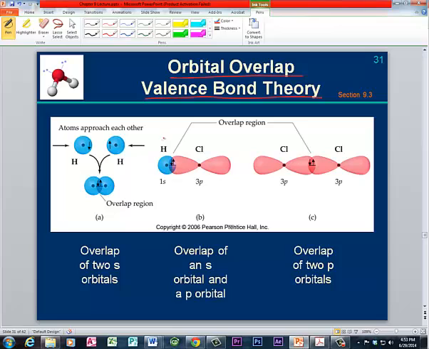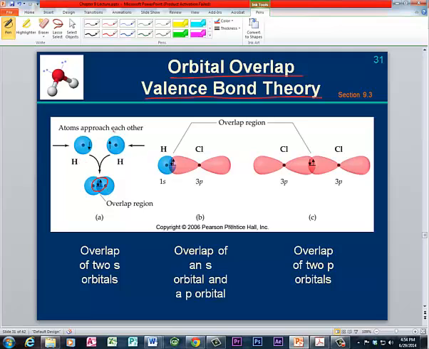So what valence bond theory says is that bonds between atoms are constructed by overlapping the orbitals of those atoms that have unpaired electrons. And when they have unpaired electrons, they're able to form a bonding pair of electrons in an atomic orbital. Each atom will contribute an atomic orbital and an unpaired electron to form the bond.